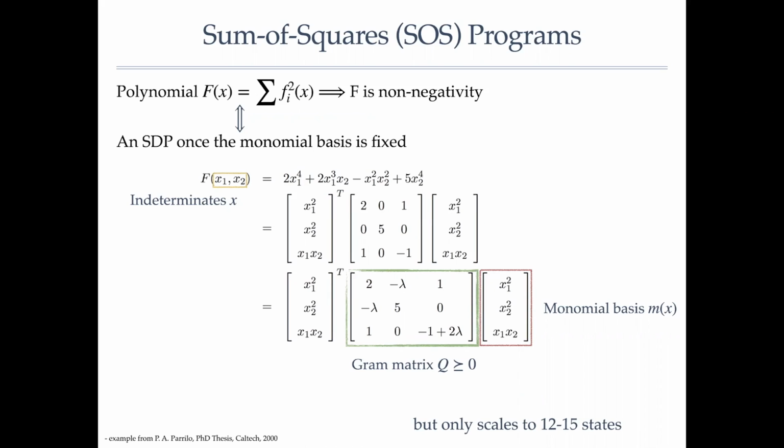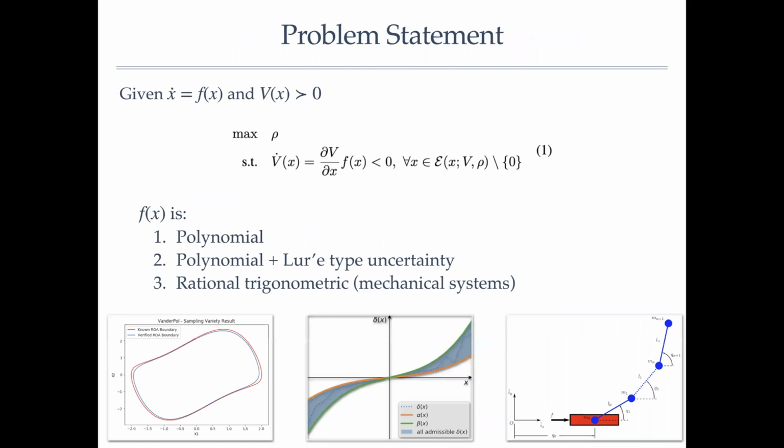But before we get to that, let's first formally set up the problem. We assume the system dynamics and a fixed positive definite polynomial Lyapunov candidate V are given. We consider the task of approximating the system region of attraction, RA, using the sublevel set of V. And we consider three types of dynamics: polynomial subject to additive Lorentz type uncertainty, rational, and trigonometric, which is commonly found in mechanical systems. So pretty standard setup. The only major motivation here is to improve the scalability.